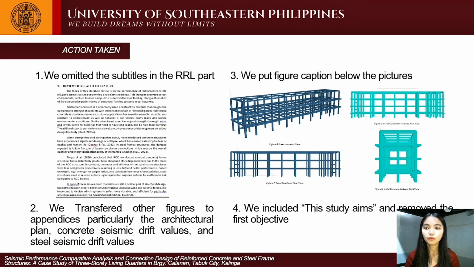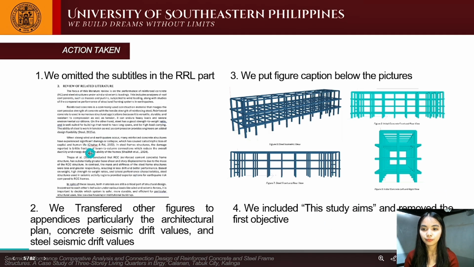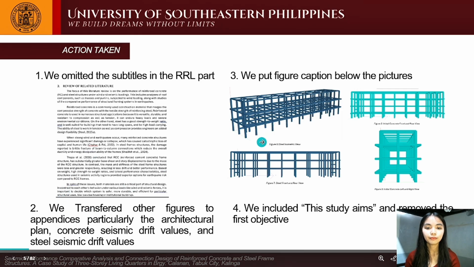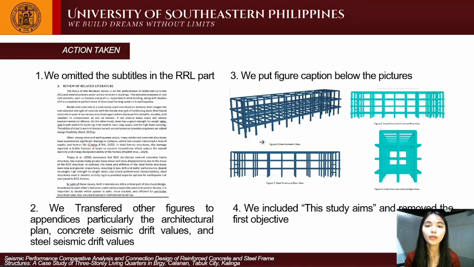As for the action that we have taken, we omitted the subtitles and the RRL part, as you can see in the picture. And for the next one, we transferred other figures to appendices, particularly the architectural plan, concrete seismic drift values, and steel seismic drift values. And next, we put figure captions below the pictures, as you can see from this presentation. And lastly, we included the study aims and removed the first objective.